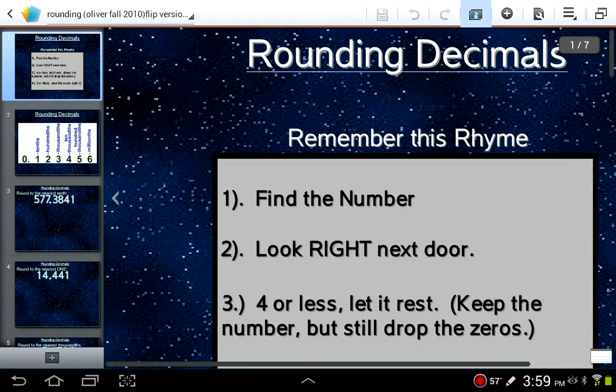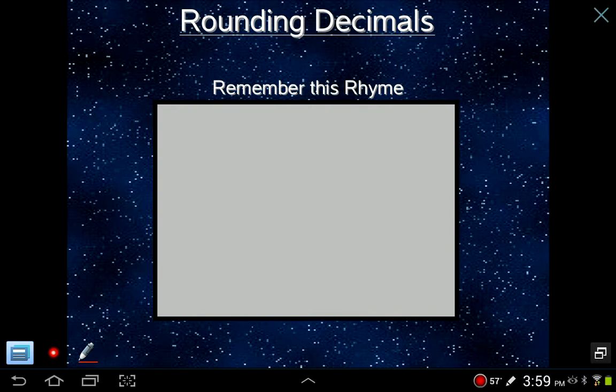Let's go ahead and start our lesson on rounding decimals. We're going to talk about place value and ordering them as well.